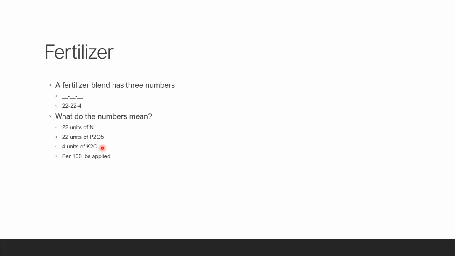So what these numbers mean is, we look at it as if it's a percentage. So 22%, 22%, and 4%. If we apply 100 pounds of this fertilizer blend, then that means we're applying an actual 22 pounds of nitrogen, 22 pounds of phosphate, and 4 pounds of potash. That's what those numbers mean.